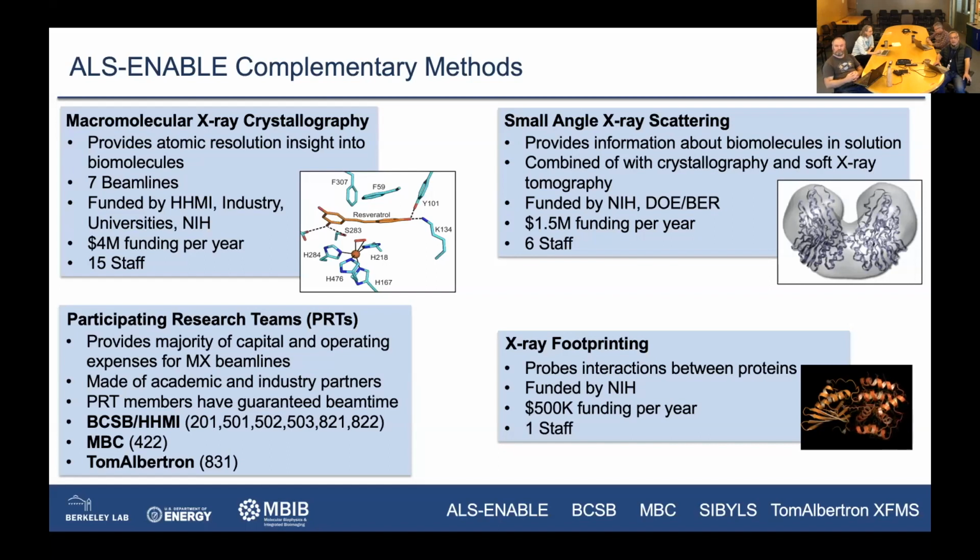The PRTs, this is how the individual beamlines are funded at the ALS. And we're made up of academic and industry partners. And they have guaranteed beam time of 75%, and we offer 25% to general users. The BCSB and HHMI in sectors 2, 5, and 8, the MBC in 4.2.2, and Tom Alber with UCSF at 8.3.1.